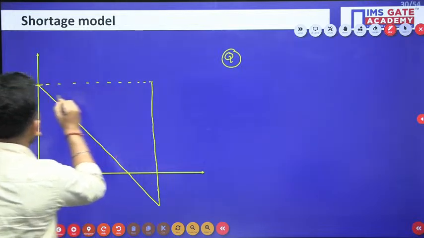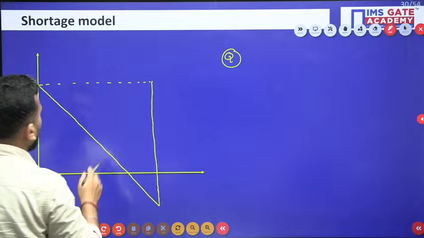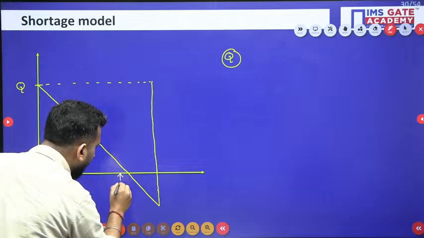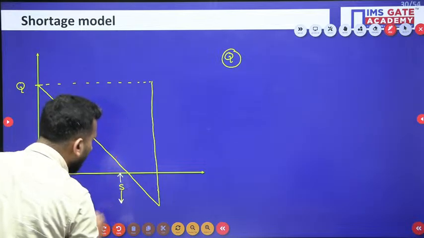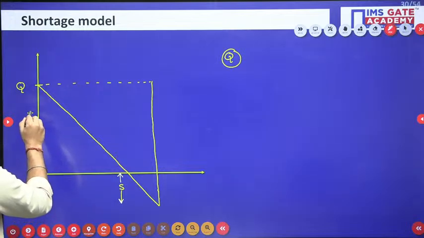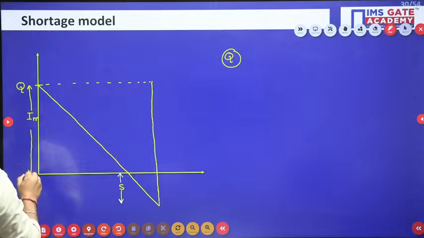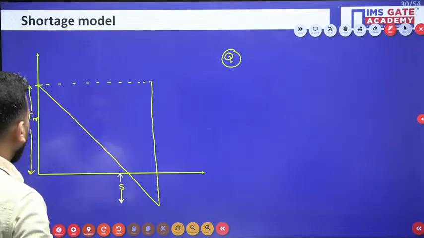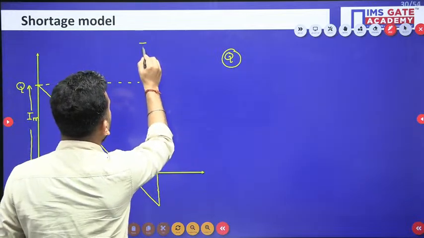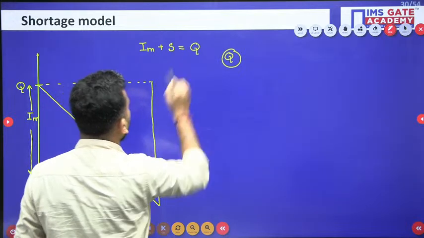So the question is, whatever you are ordering, is that going into your inventory? No, it is not, because some shortage has been compensated. So this is your shortage, and this is your maximum inventory that is building up. Clearly I can say that IM plus S is equal to Q.